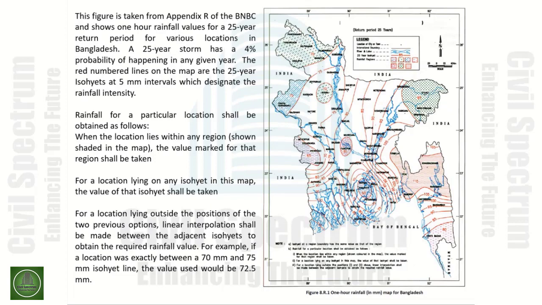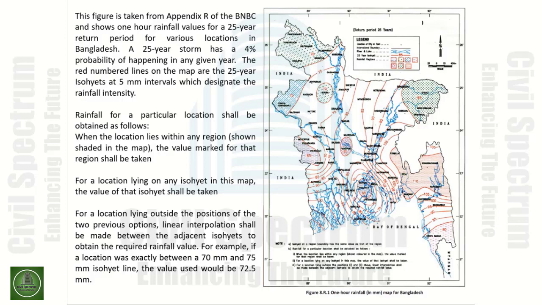This figure is taken from Appendix R of the BNBC and shows 1 hour rainfall values for a 25-year return period for various locations in Bangladesh. A 25-year storm has a 4% probability of happening in any given year. The red numbered lines on the map are the 25-year isohyets at 5 millimeter intervals, which designate the rainfall intensity.